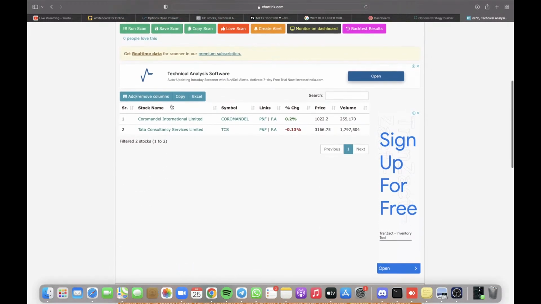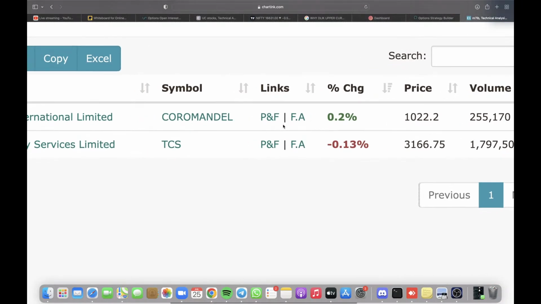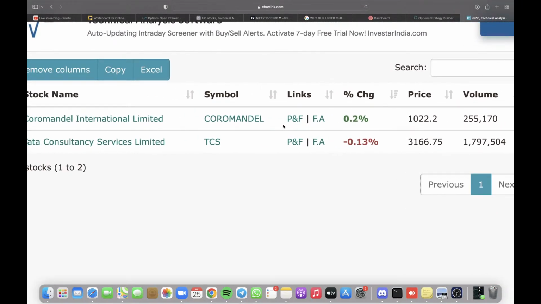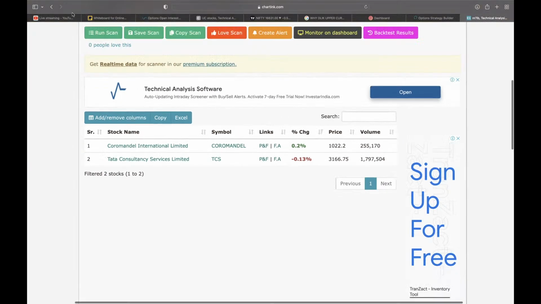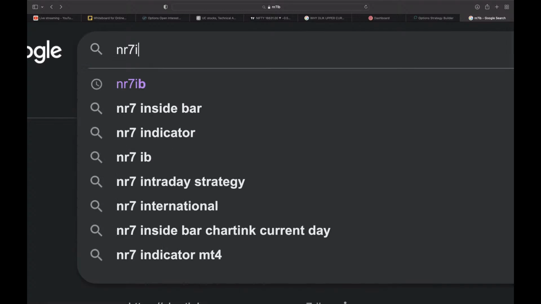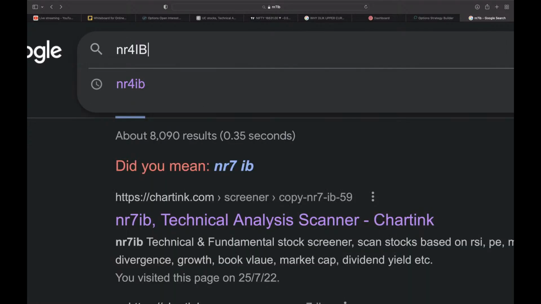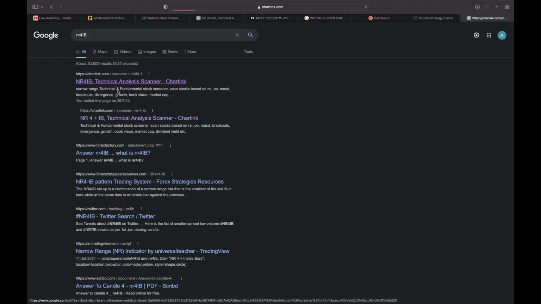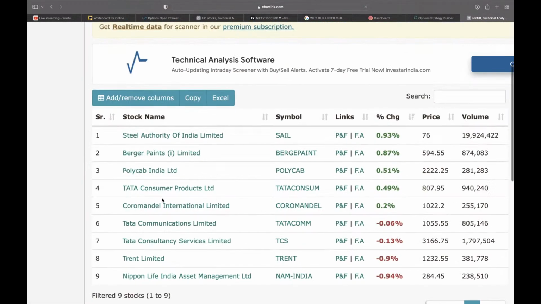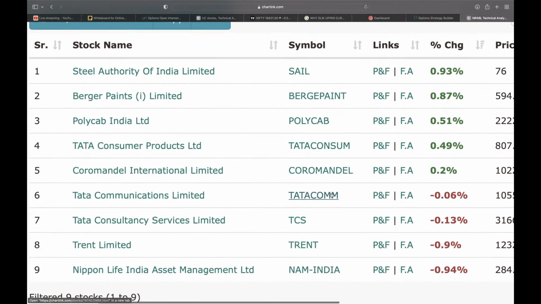And you have only two stocks now. Kudos. What you wanted, right? This is what you wanted. You wanted some list of stocks that are very good to trade today. And this is what you have, NR7IB. And if you have nothing in NR7IB, then you can even go for NR4IB. So when you go for NR4IB, you have quite good chances of getting more stocks. Okay. So this is NR4IB.